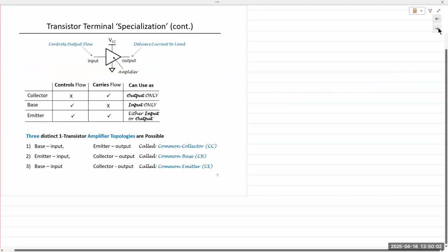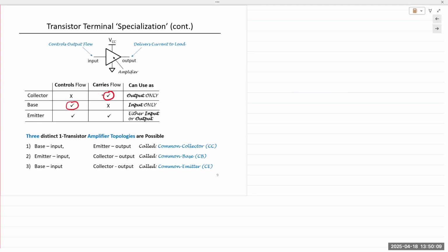So, transistor terminal specialization, again: the collector can conduct and carry the flow, the base can control the flow, and the emitter can control and carry. Okay. The emitter can function both as an input and output terminal. The base is input only, and the collector is output only. So each of these terminals will have a specific purpose just because of the way the device is constructed. Okay.